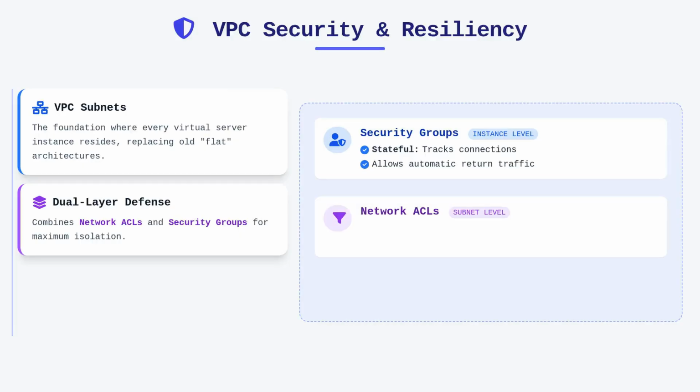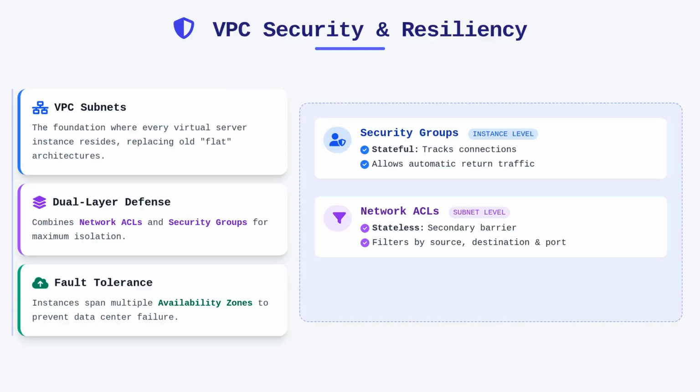Access control lists, however, provide a layer of stateless protection at the subnet level, offering a secondary barrier that can block or permit traffic based on source, destination, and port protocols. This dual-layered approach, combined with the ability to span instances across multiple availability zones within a single region, creates a fault-tolerant mesh that inherently protects against localized data center failures.